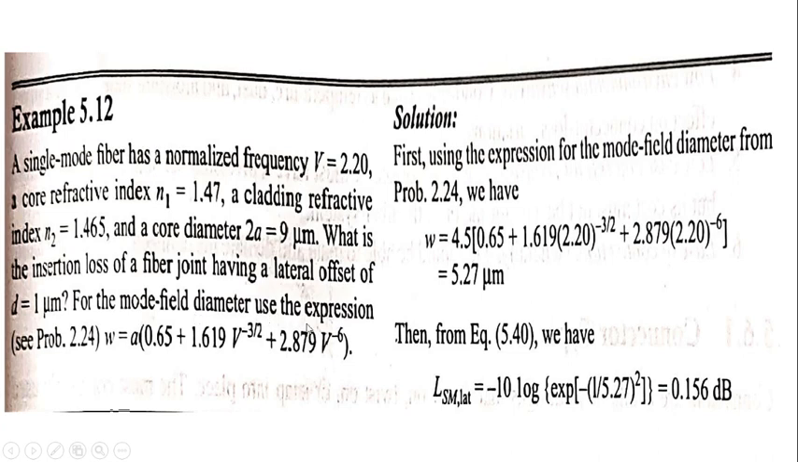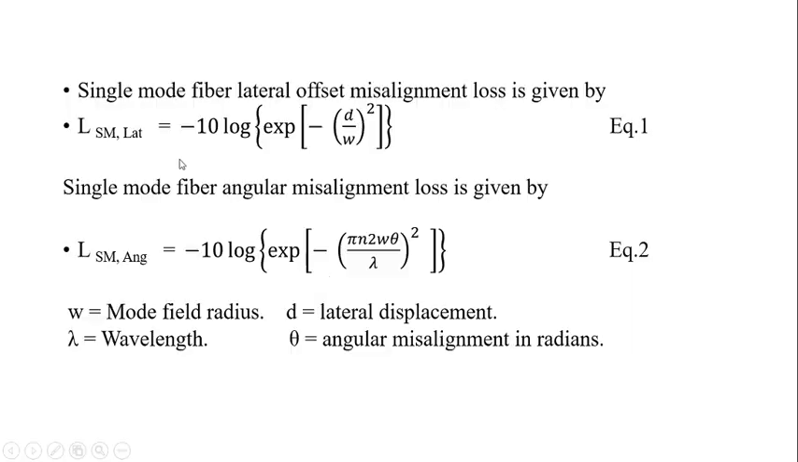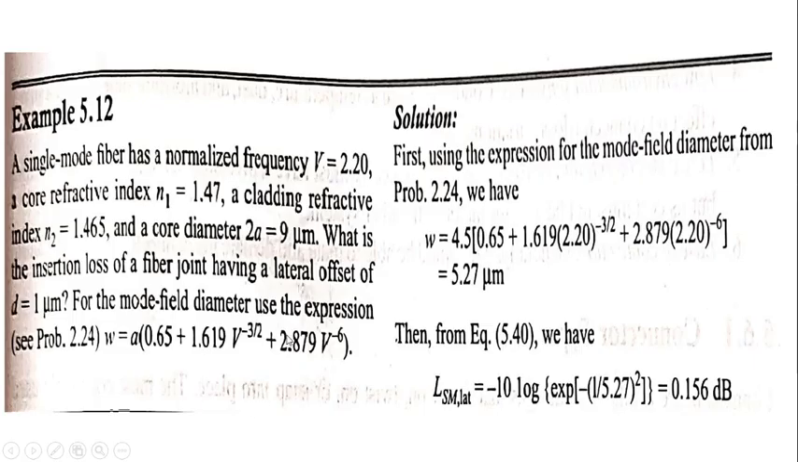For the mode field radius, you need to use the expression that is also given in the question itself. So what do you need to find out? You need to find out the insertion loss due to lateral offset for single mode fiber. For that we have the formula: minus 10 log of exponential minus d by w whole square. What you need to find out is w. So you need to find w first, then you need to substitute it.